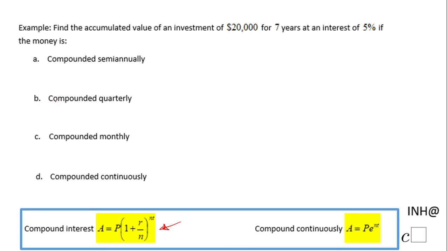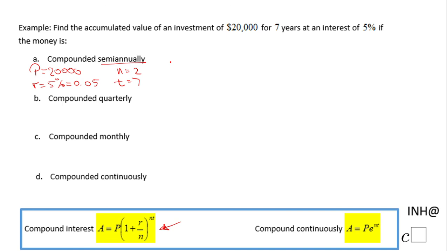And in that formula, we have P of 20,000, that's the principal. Then R is 5%, which we will change into decimal form. That will be 0.05. N is going to be 2 because it's semi-annually, twice a year. And T will be the number of years we invest, which is 7.